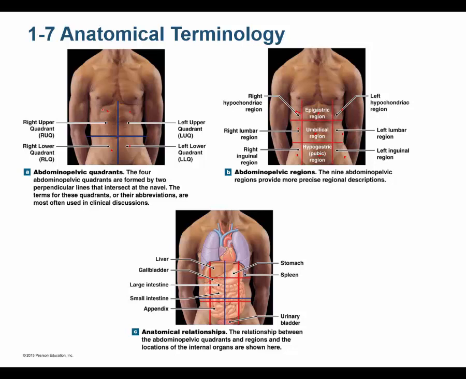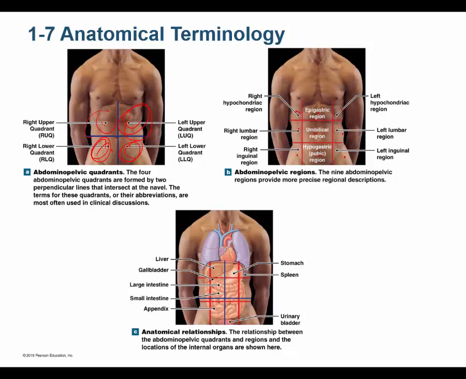So this is the right upper quadrant. The right upper quadrant has the liver in it. This is the left upper quadrant. It has the spleen in it. This is the right lower quadrant right here. It has a bunch of intestines in it and the appendix. This is the left lower quadrant right here. Sigmoid and more intestines. So you can see that these quadrants are how they exist on the person.